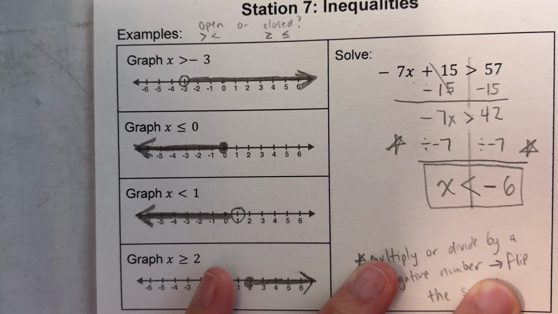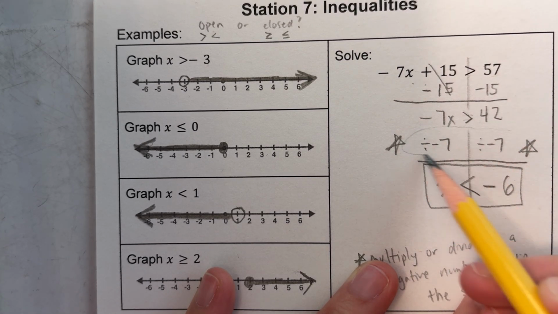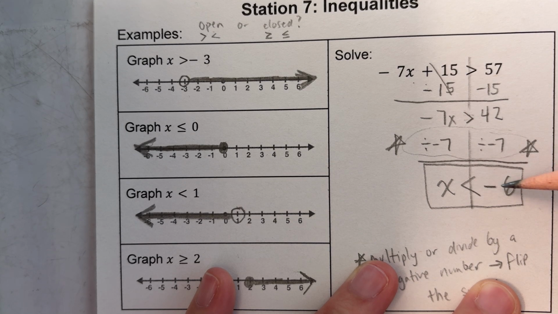What matters is the sign of this number right here. It doesn't matter if this number is positive or negative, or if this number is positive or negative. What matters is if I am multiplying or dividing by a negative number, then the sign flips.